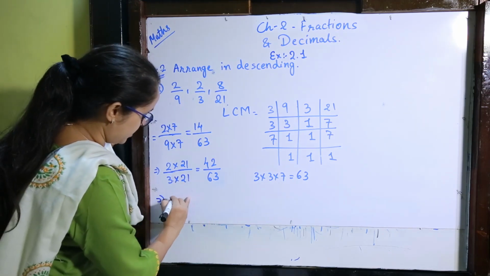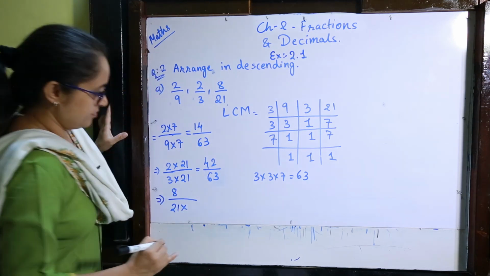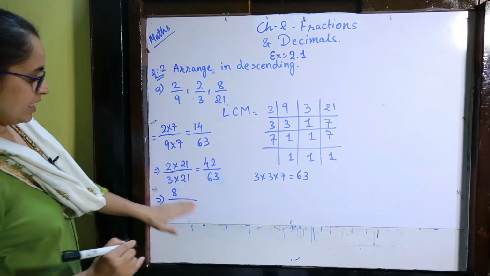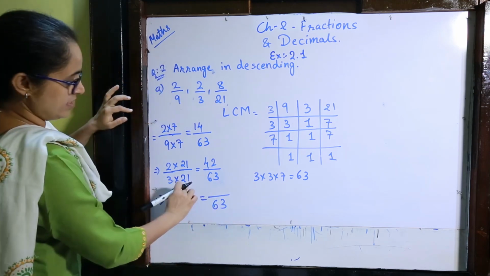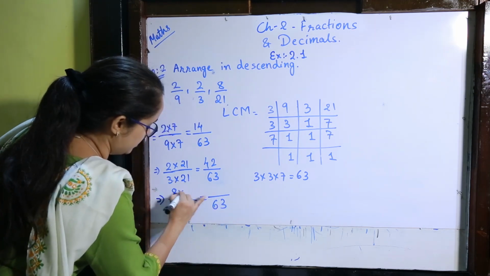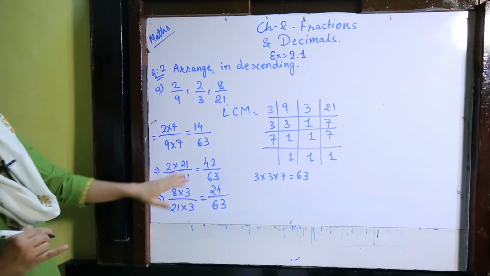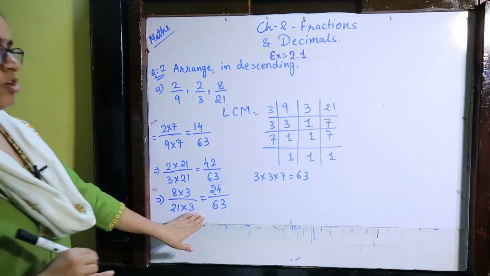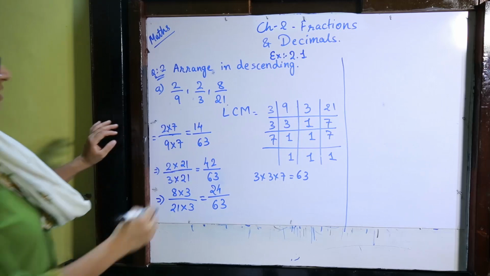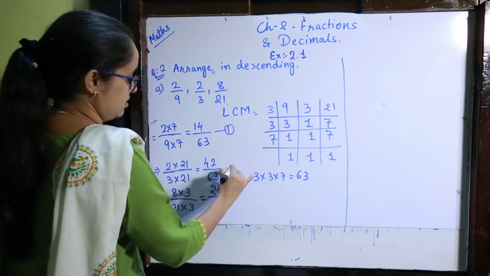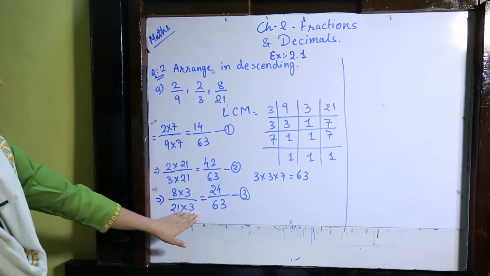Now 8 upon 21. So here, 21 multiplied by what gives 63? So you will get here 3. 21 3s are 63 and 8 3s are 24. Now you are getting all these three fractions with the same denominator. So I am doing it here for you. You are getting three fractions having the same denominator.